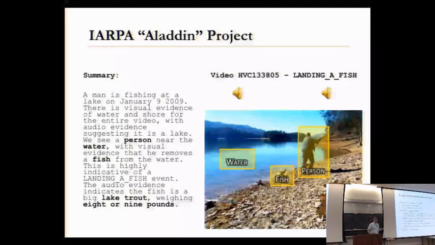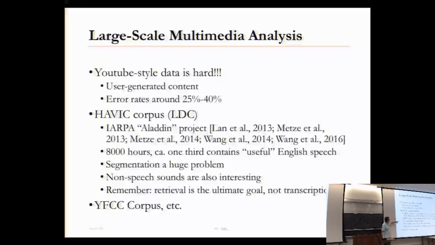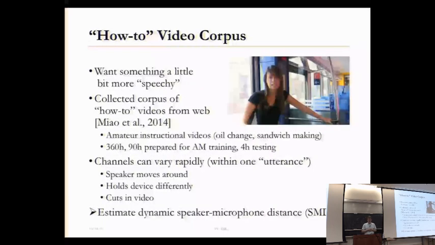But we have this corpus. We have 8,000 hours of it. Only a third of it contains useful speech. Segmentation is a huge problem. Non-speech sounds are also interesting, and retrieval is the ultimate goal. So when we started to do speech recognition experiments, we said, well, we need something that's more reasonable. So we need to do something that contains more speech.